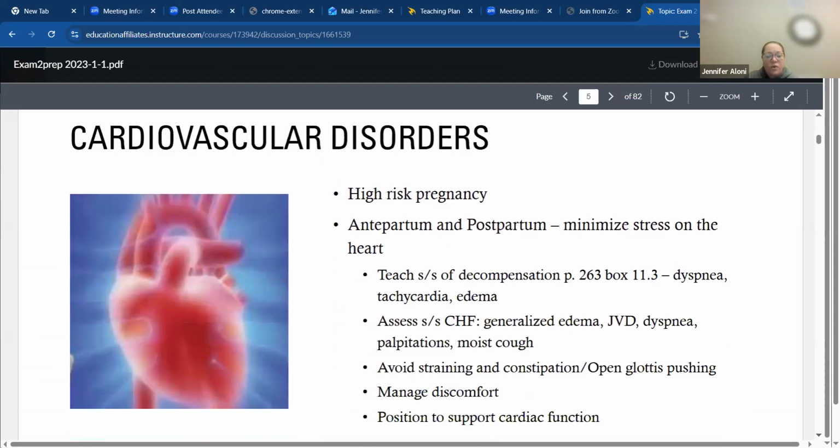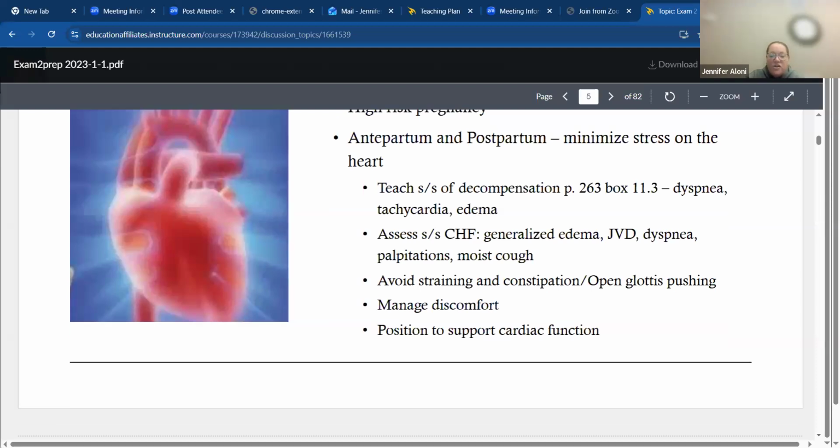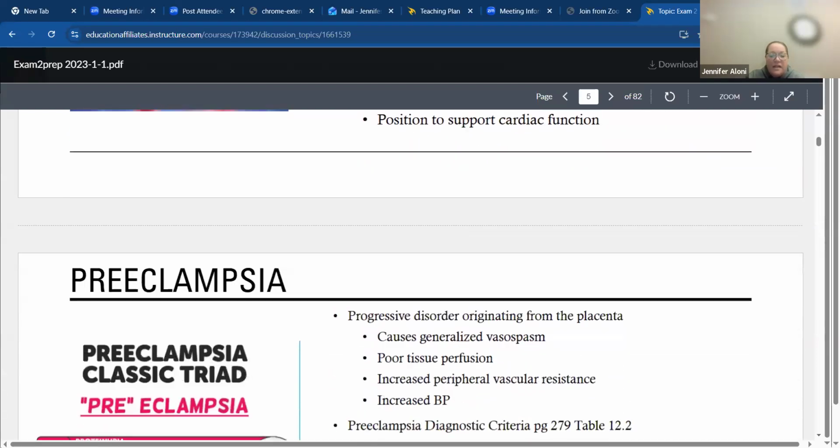Our cardiovascular disorders, we talked about using the heart. The heart is really a big organ. We need to use it. And so we want to minimize the stress. So if you have a compromised heart to begin with, during pregnancy, it's going to be worse. So we're going to avoid straining. We're going to manage discomfort, things like that.